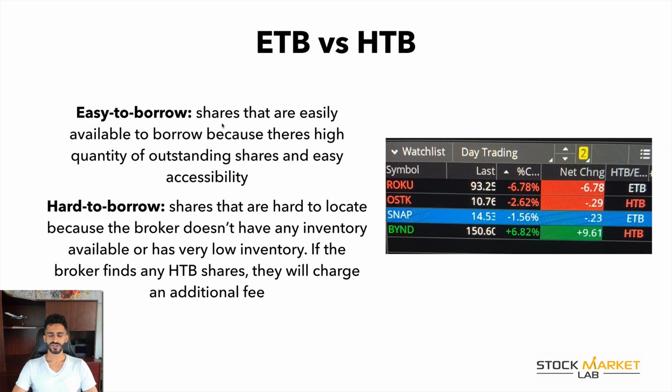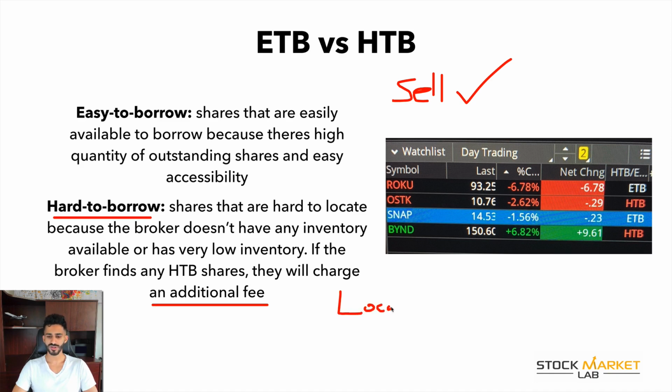Easy to borrow shares are shares that are easily available to borrow because there's a high quantity of outstanding shares and easy accessibility. So if a stock is easy to borrow, it's very easy to find the shares. It's very easy for you to hit sell and immediately get filled. You immediately get the shares. Hard to borrow are shares that are hard to locate because the broker doesn't have any inventory available or has very low inventory. If the broker finds any hard to borrow shares, they will charge an additional fee, which is known as a locate fee.